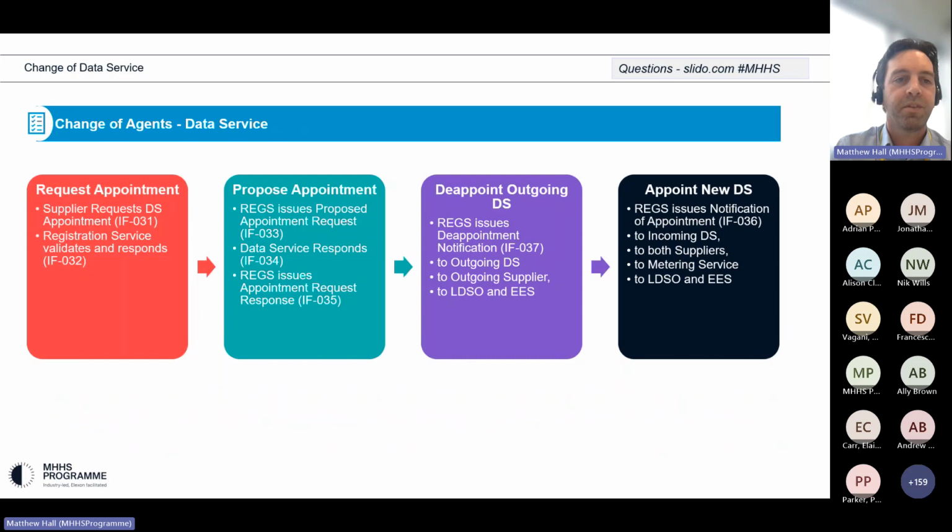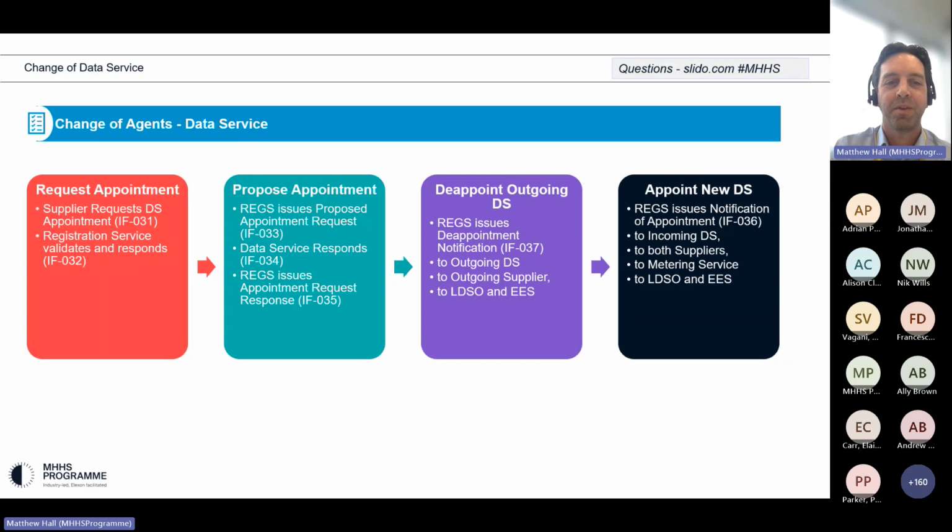The change of data service follows very much the same process. So the supplier requests a data service appointment on the IF31. The registration service validates and responds on the 32. And then the proposed appointment request is sent on the 33, and the data service responds on an IF34. Now, regardless of what that response says, the registration service issues an appointment request response on the IF35. Again, we're going to assume a positive response.